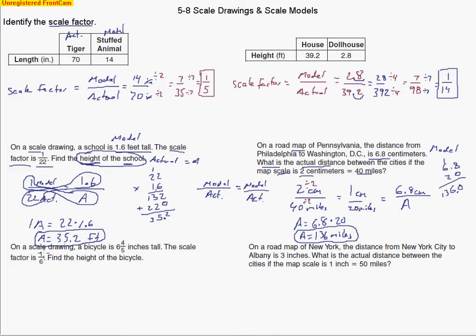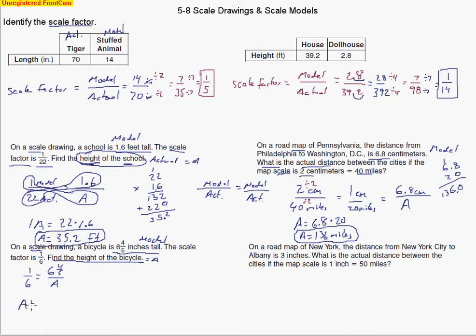Well, looking at the next one, it says on the scale drawing, a bicycle is 6 4/5 inches tall. So that is the scale drawing. So that's the model. And now it says that the scale factor is 1/6. Okay, cool, we can start with that. And we're going to set that equal to the scale drawing over the actual. But we don't know the actual because it says find the height of the bicycle. So we're going to call that A. Find the actual height. So I go ahead and cross multiply.